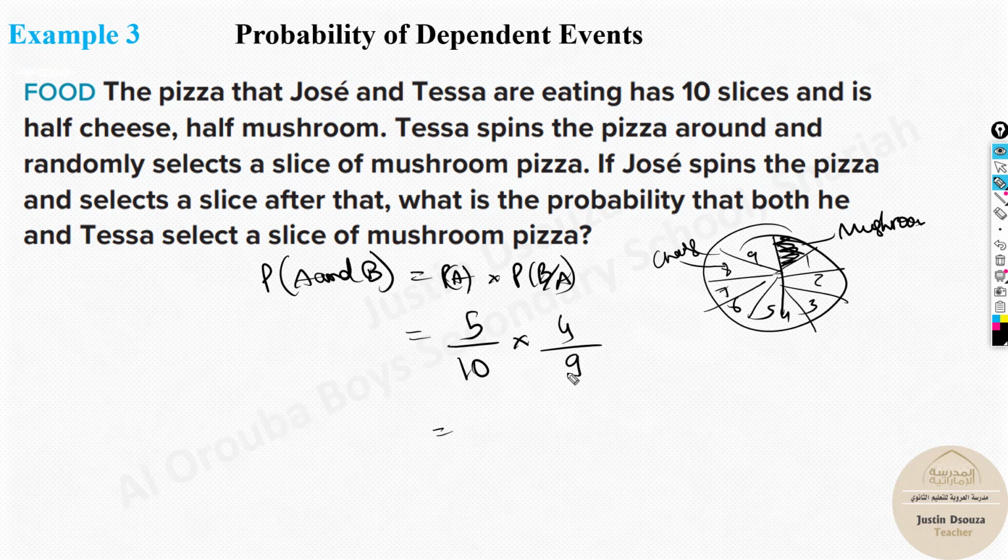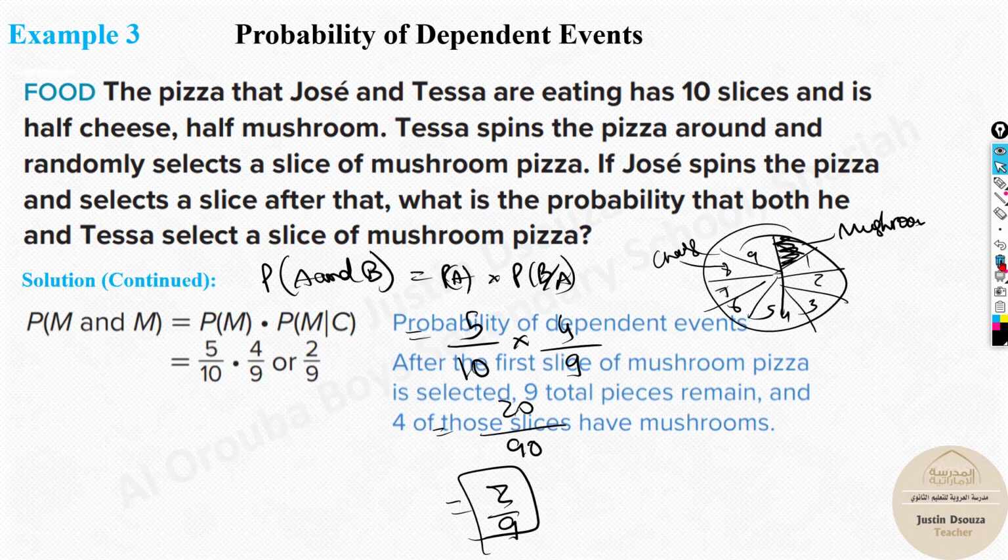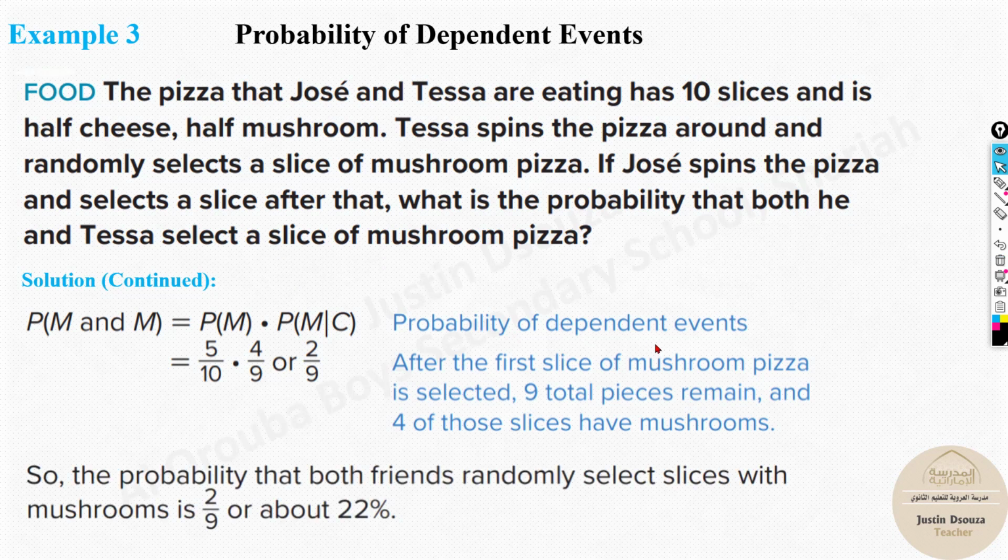So if you put this in the calculator, that's your answer. So it'll be over here, 5 times 4 is 20 by 90. So it's basically 2 by 9. This is the probability that both of them, if they randomly select, are going to select mushroom pizza. That is 2 by 9. Okay. That's the answer. Very simple problem.